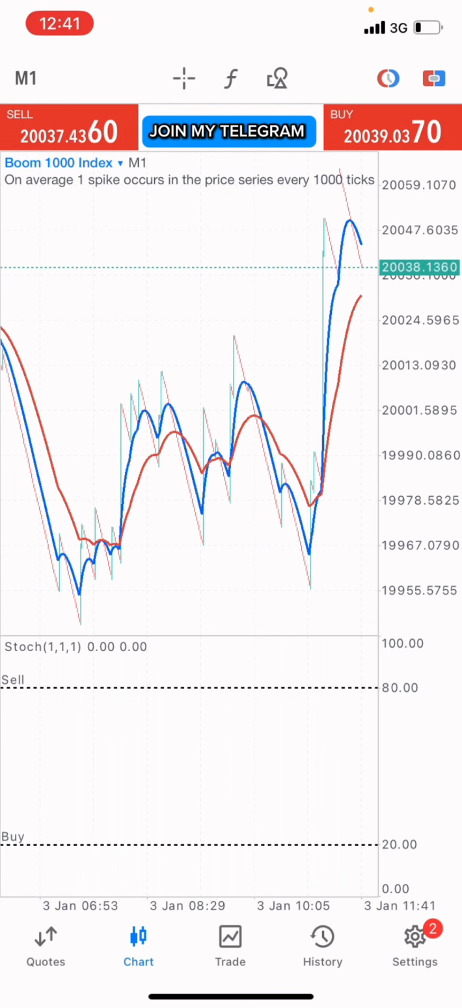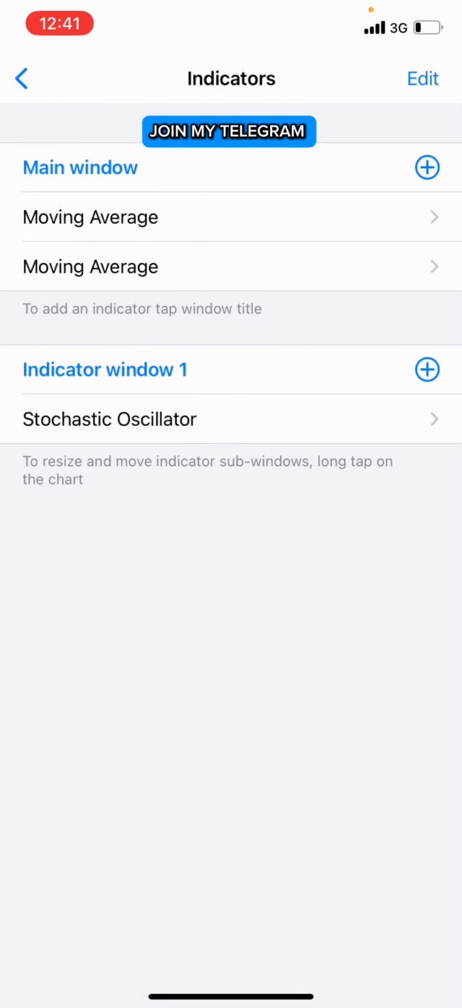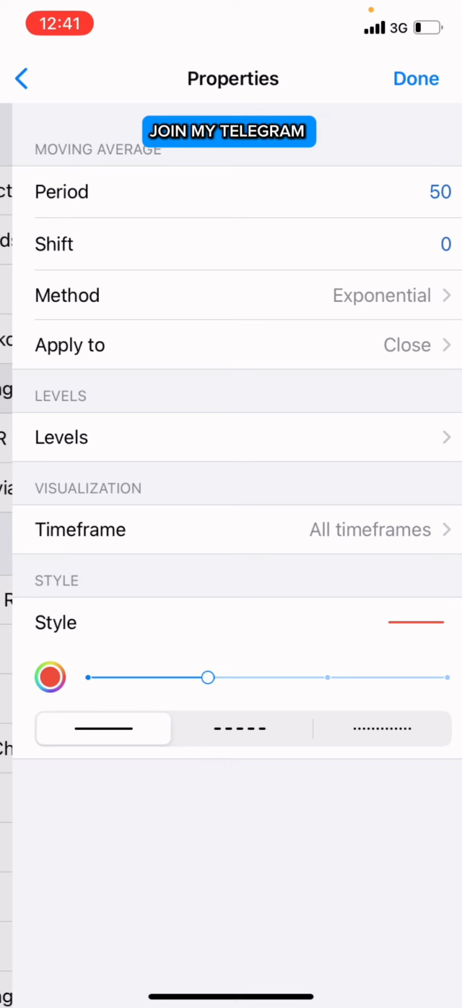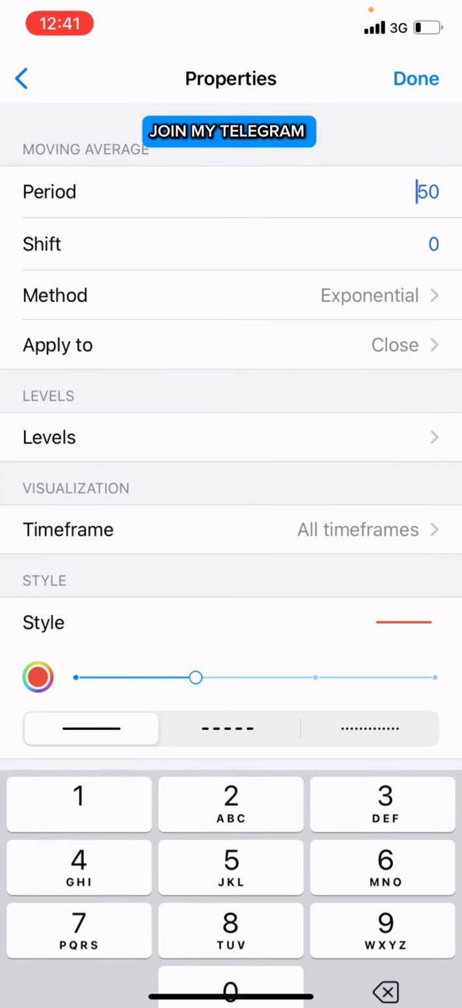Now after I've said that, we're going to put on the moving average on indicator window 1, below the stochastic oscillator. Indicator window 1, put on the moving average. Period is going to be 10.